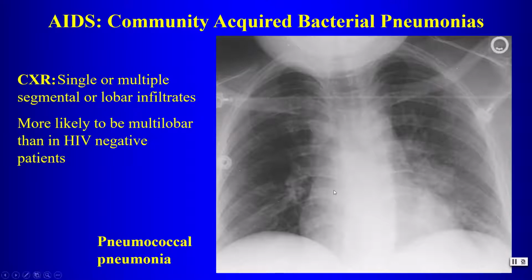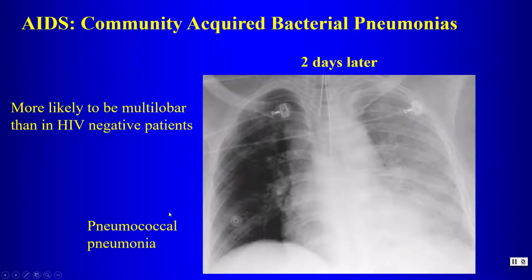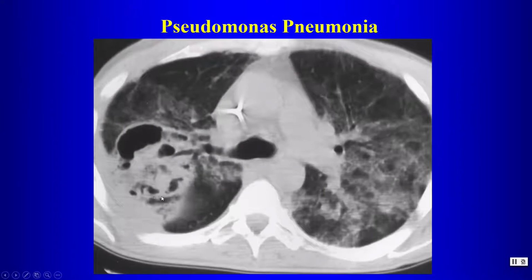Bacterial pneumonia in patients who are HIV positive is more likely to be multi-lobar. This is an example of a pneumococcal pneumonia in this patient. And as you can see, it's gotten much more extensive, which can occur in patients who are HIV positive. Cavitation can also occur, especially with gram-negative organisms. This is a patient with Pseudomonas pneumonia. You can see it's multifocal, and we have cavitation here in the right lung, the right upper lobe in this patient.